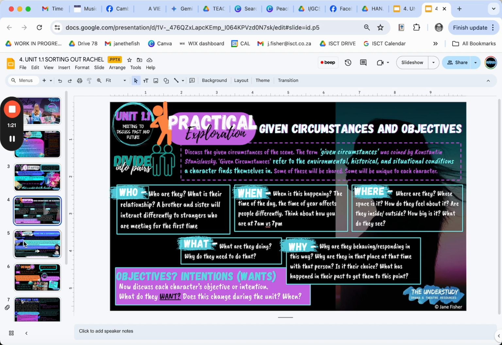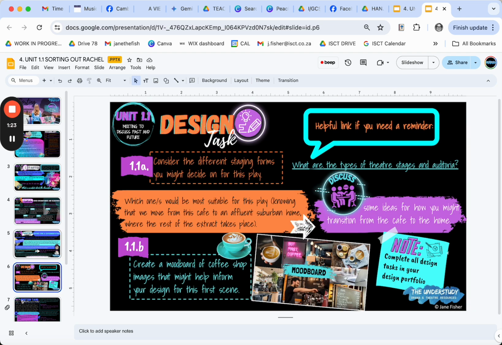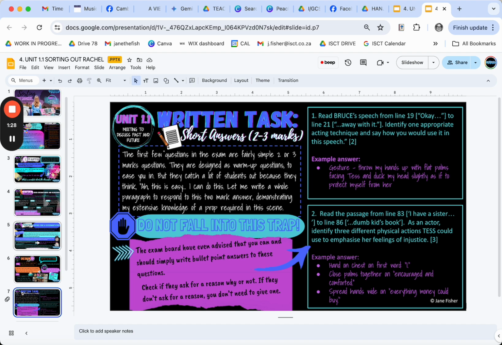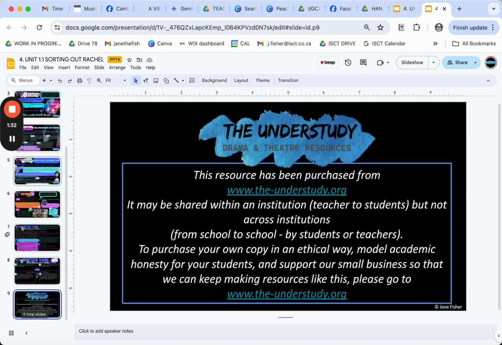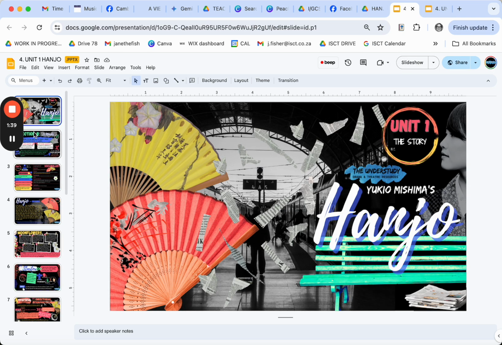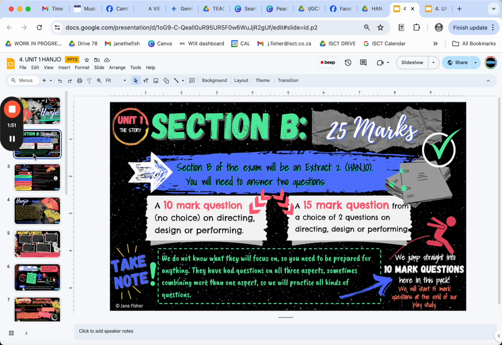And then from there you move on to a design task each week, and then follow that with a written task each week. In these early stages, we do short questions, the 2 to 3 mark questions, and then as we move through the process, we get into the longer questions. So once we're into section B, your second play, that's when you're only doing 10 and 15 mark questions. So then you're starting to look at packs that look a little bit more like this, where we tell you about section B, 10 and 15 mark questions.